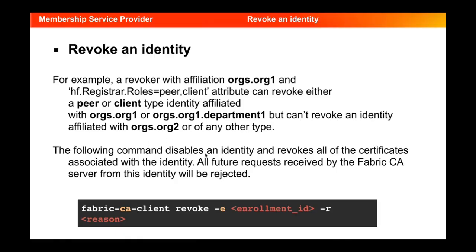The following command disables an identity and revokes all of the certificates associated with the identity. So all future requests received by the Fabric CA server from this identity will be rejected. So this is the command that we will use in order to disable an identity and also revoke the certificates.